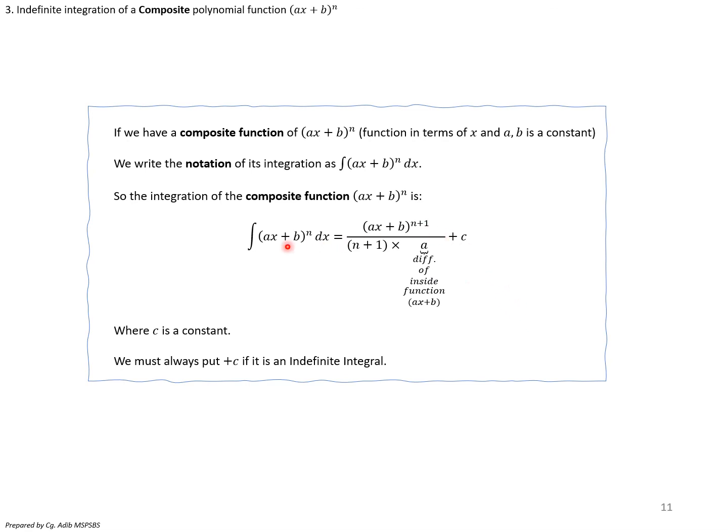Let's try and integrate this. So (ax plus b) bracket to the power of n. For the power, you just plus 1 as usual, and then you divide by the power plus 1. Then you have to multiply with the differentiation of ax plus b, which is a. That's it. Then you have to plus c because it's an indefinite integral. We'll do examples so you can understand better.